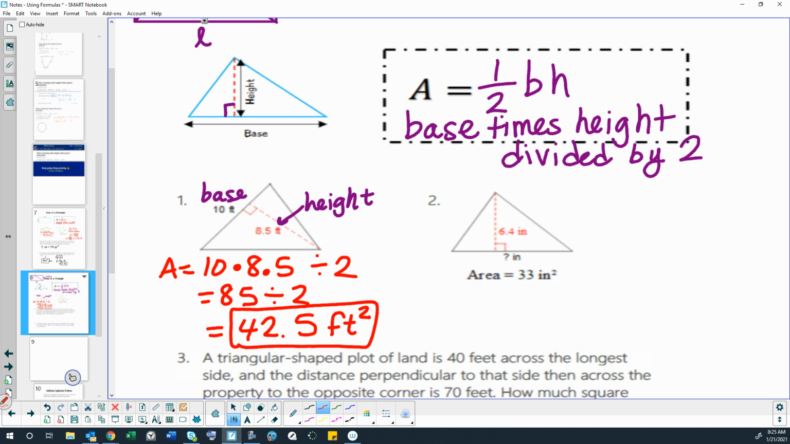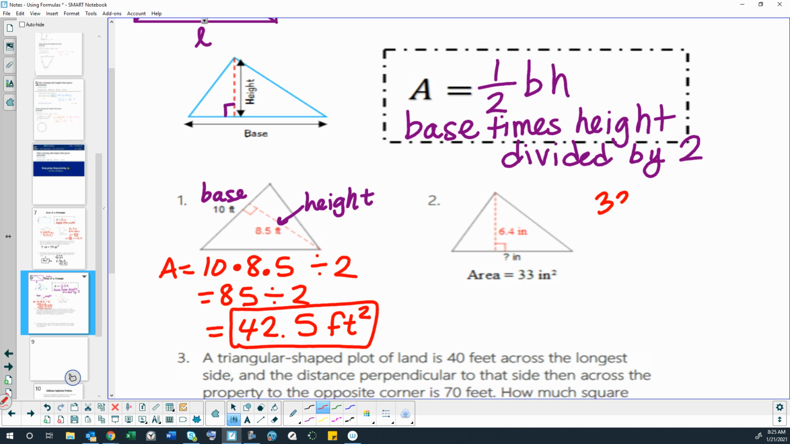Well, when we work backwards on problems like this, we do exactly the opposite of what we did going forwards. Going forward, we multiply the base and the height together, and then we divide it by 2. Let's go backwards. So the last thing we did was divide by 2. What do you think the first thing we should do is? What's the opposite of dividing by 2? How about multiplying by 2?